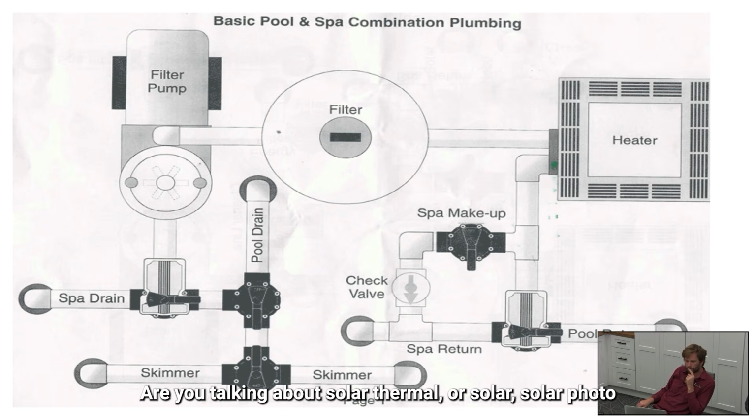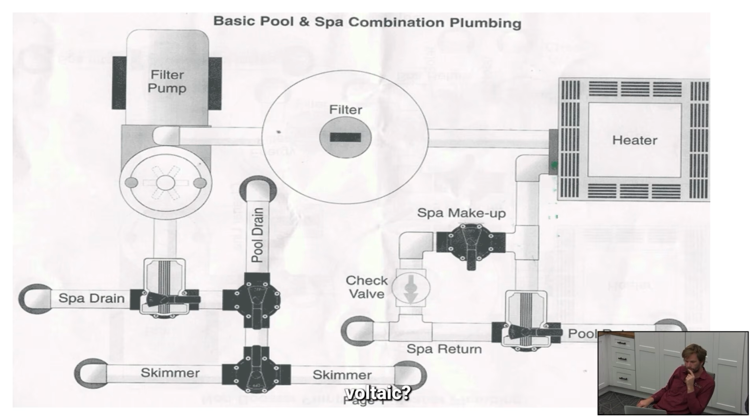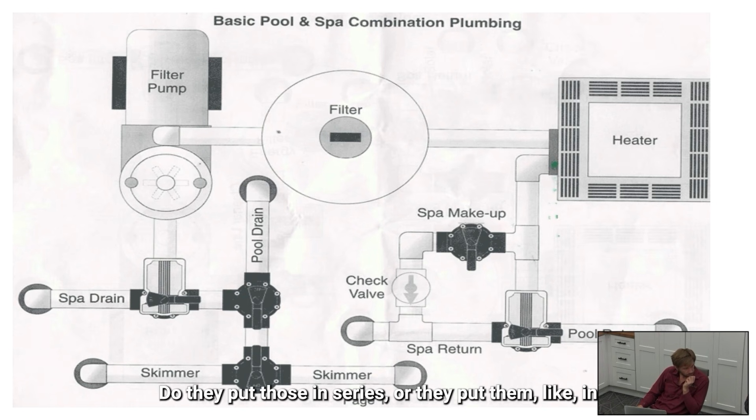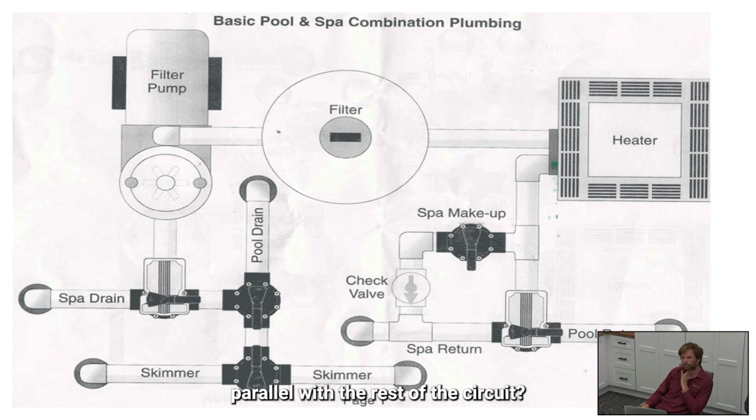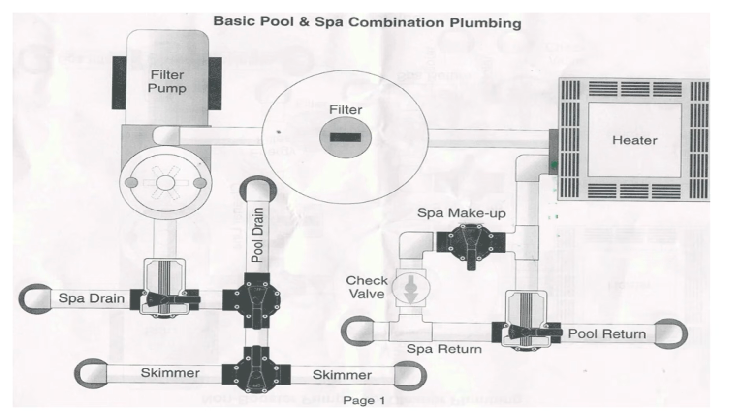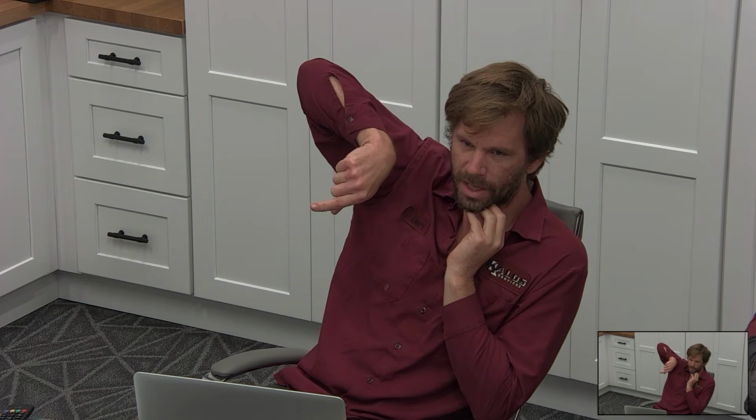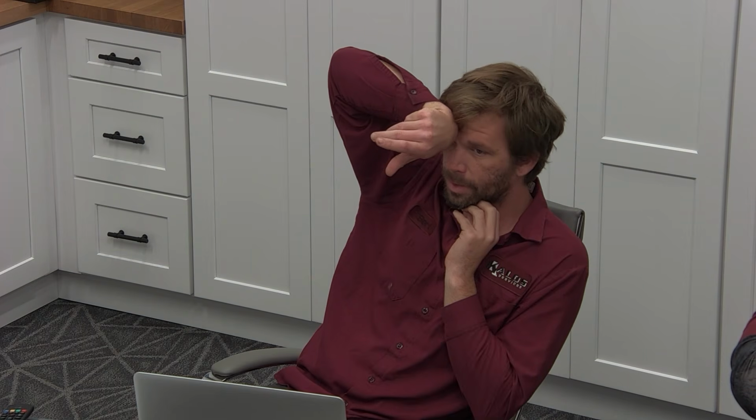Are you talking about solar thermal or solar photovoltaic? The thermal that heats up water, acts as a water heater. Do they pipe those in series or in parallel with the rest of the circuit? They put it in series. Okay. You do have an option to bypass it. There's usually a valve there that can bypass it. Okay. Typically, but when it's on, it goes in there first, before it goes to your heater. That way, the sun can work on the coldest part of the water before it actually hits your heater. Gotcha.